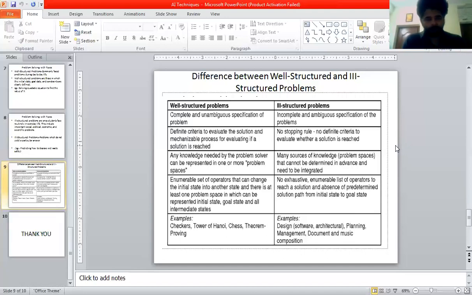A good example is checkers, chess, theorem proving, and problem reading. These are good examples of structured problems. Ill-structured problems include design, planning, management, documents, and music composition.